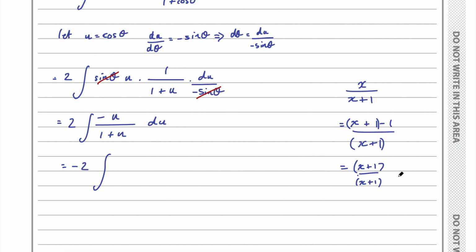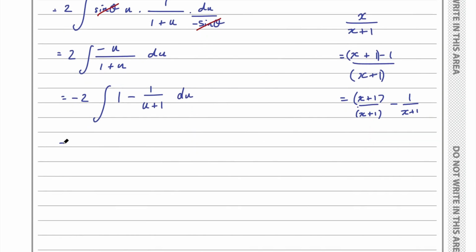And if I separate those brackets, it'll be x plus 1 over x plus 1, take 1 over x plus 1. Okay, and this will become 1, right? x plus 1 over x plus 1 is just 1. So this can be written here, u over 1 plus u can be rewritten as 1 take 1 over u plus 1, same thing as u plus 1. And this is with respect to du. Okay. Why have I done all that?